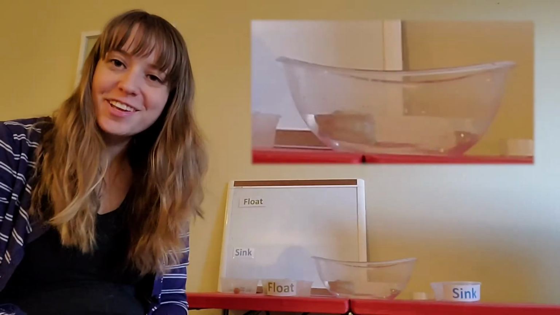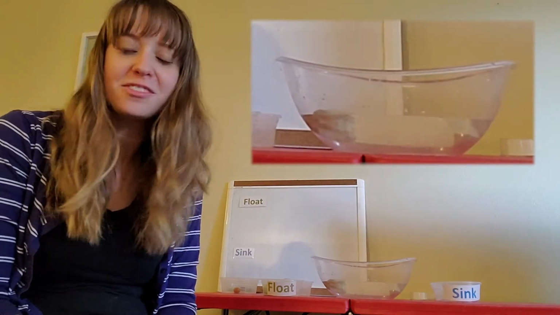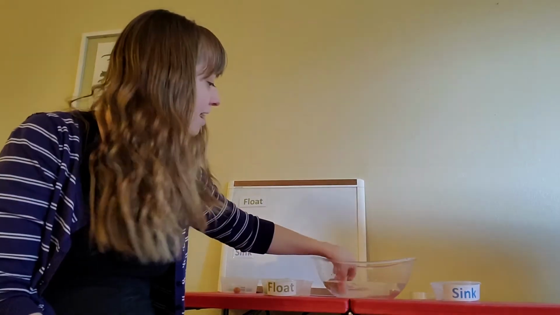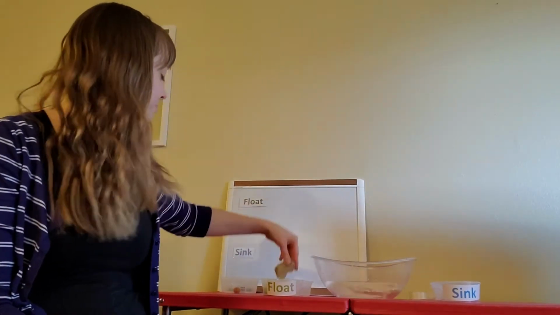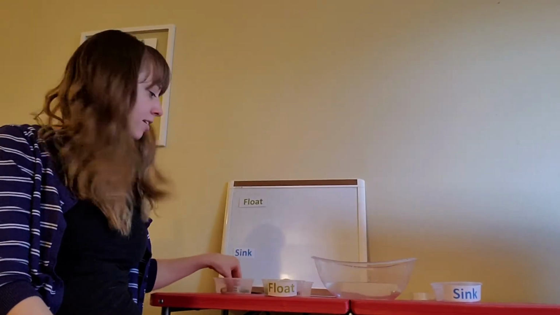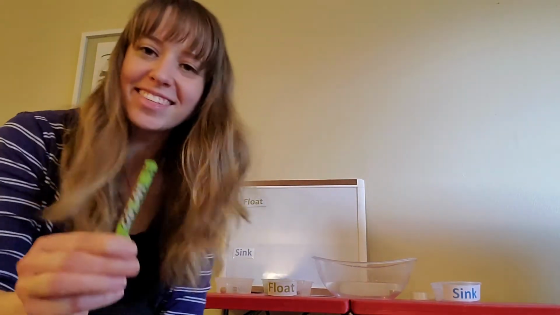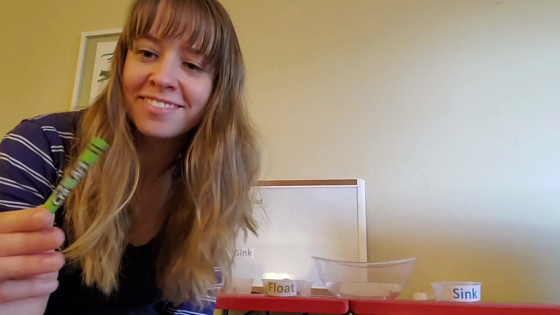The pumice stone is floating, which is quite a bit different from what most rocks do. We'll put it in the float bowl. We have 4 items left, so we're about halfway through. Good work. Next up is this crayon.